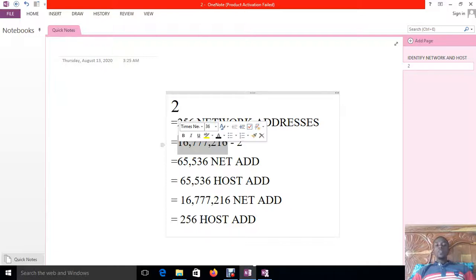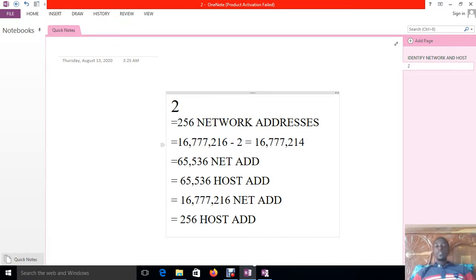This number, when you say 2 to the power of host bits, the number you have is what we call block size. That means the total number of host addresses, the valid and the invalid together. That is called the block size. Now, you are going to subtract 2 from this number, and if you subtract 2, you're going to have 16,777,214. Now, this is your valid address range for class A.